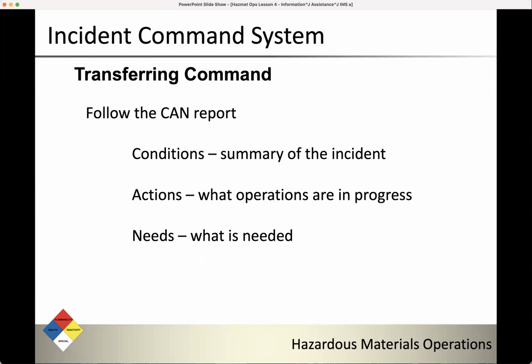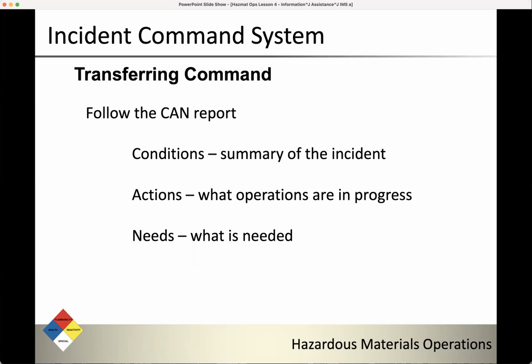So what's a way you can organize your transfer of command? One way is to follow the CAN report. CAN stands for conditions, actions, and needs. Remember, this is one of those things that you can apply to situations outside of hazardous materials. It can be other incidents, other things outside the fire department or your work. It can be done in your personal life. Somebody asks you, hey, how are things going? CAN report. You don't have to tell them that.